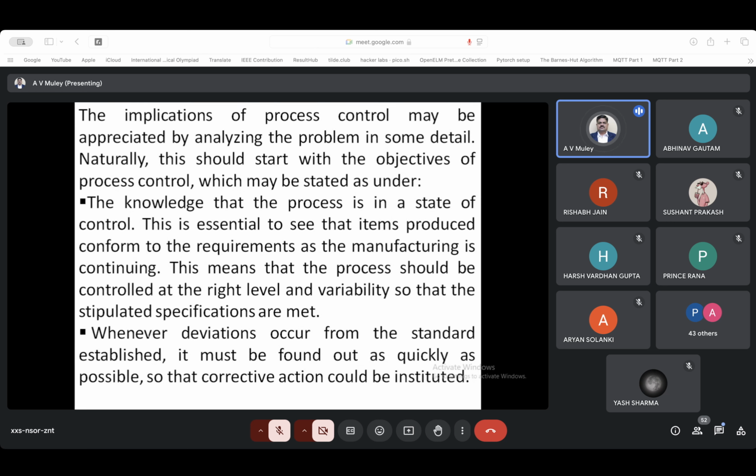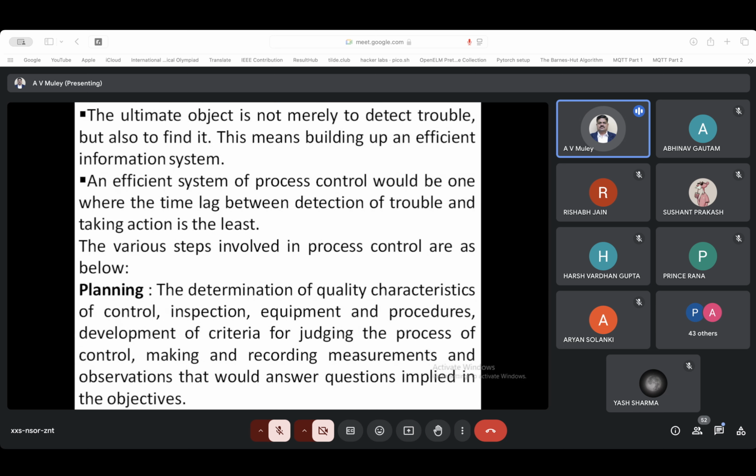So look at, so we are controlling the process. Here the chart indicates that the process is within the control limit basically, and everything goes according to the plan. Whenever deviation occurs from the standard established, it must be found as quickly as possible so that the corrective action should be initiated. The ultimate objective is not merely to detect the trouble but also find it. This means building up an efficient information system.